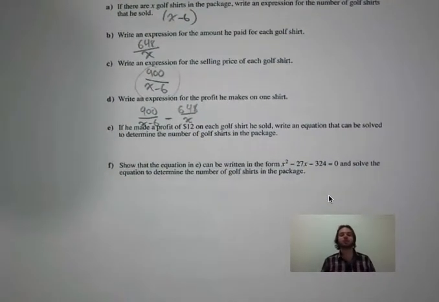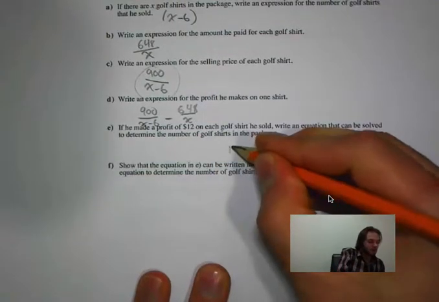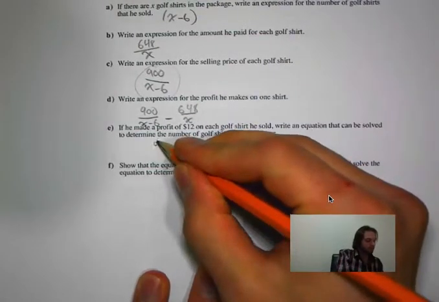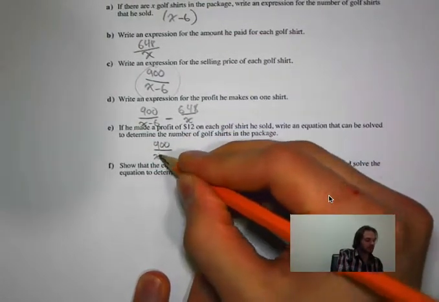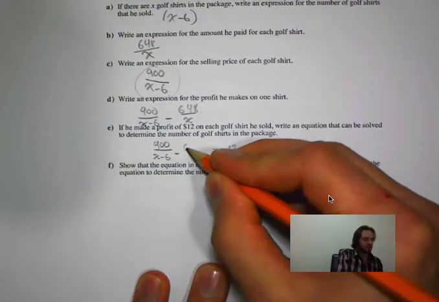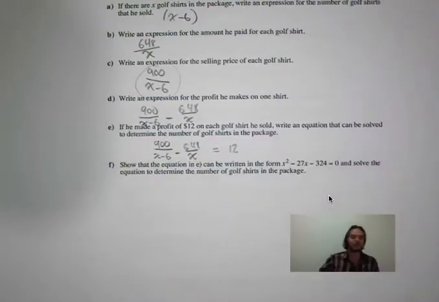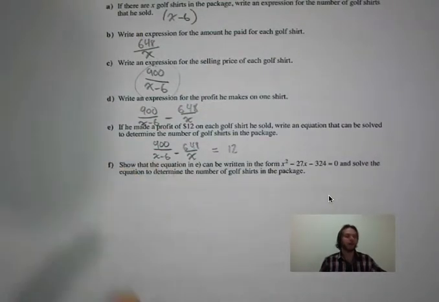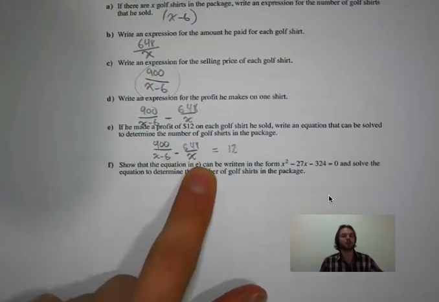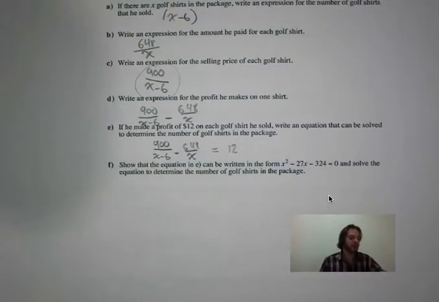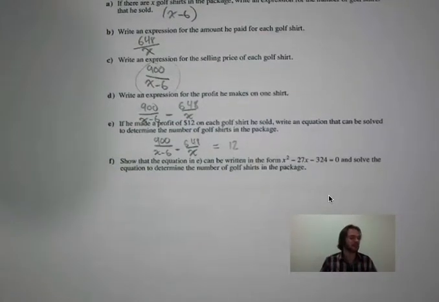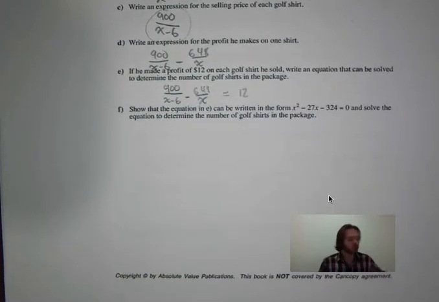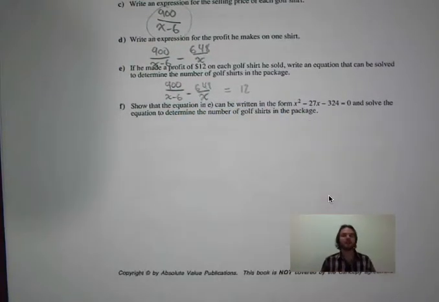So now it says each shirt he makes a profit of $12. So it's 12, equals 900 all over X subtract 6, and then subtract 648 all over X. Now this should be able to help us, right? Because the average price per shirt he sold, subtract the average price per shirt he paid, gives us the profit per shirt that he made, right? Now, last question here says, show that this equation eventually makes that.